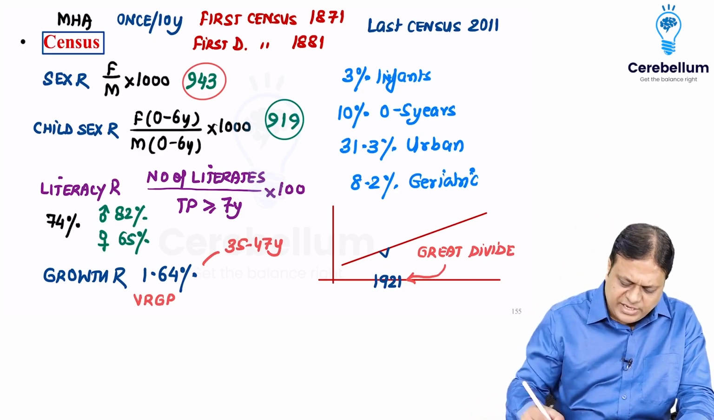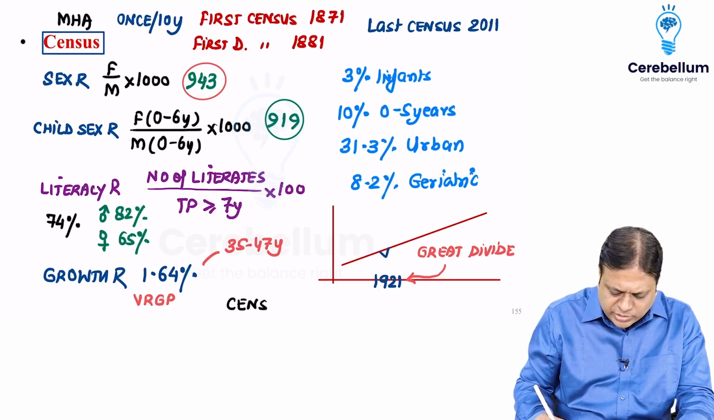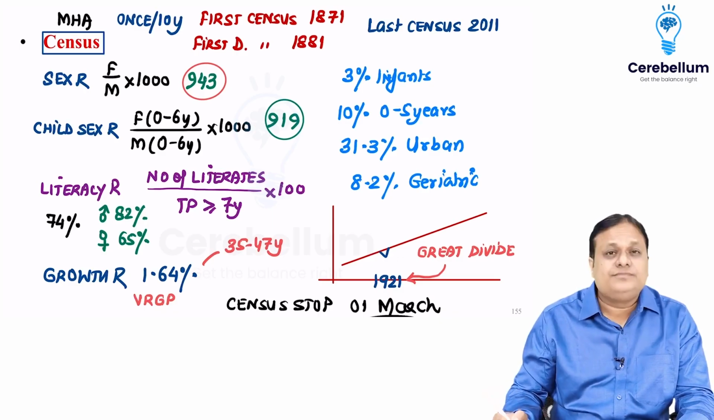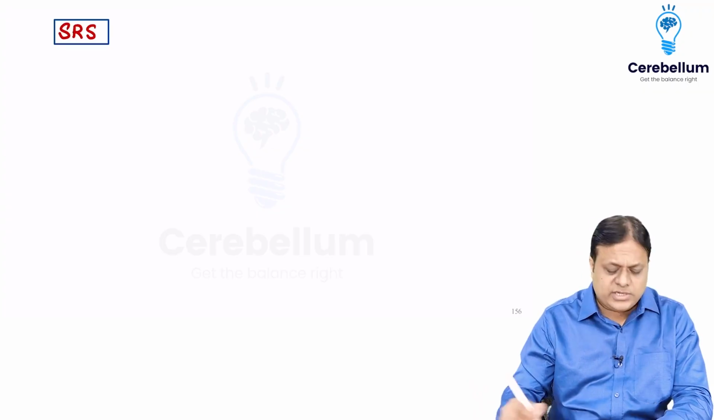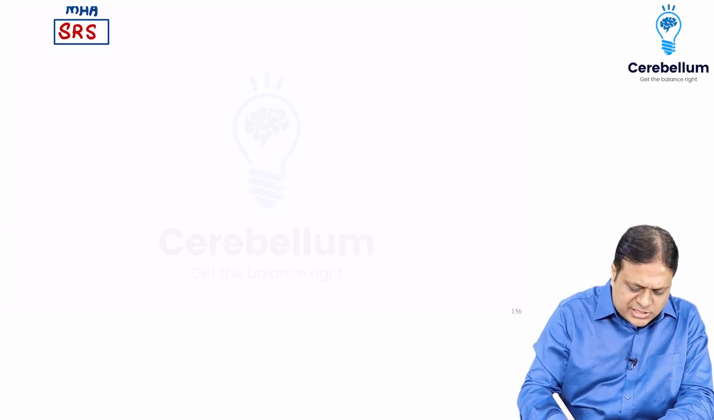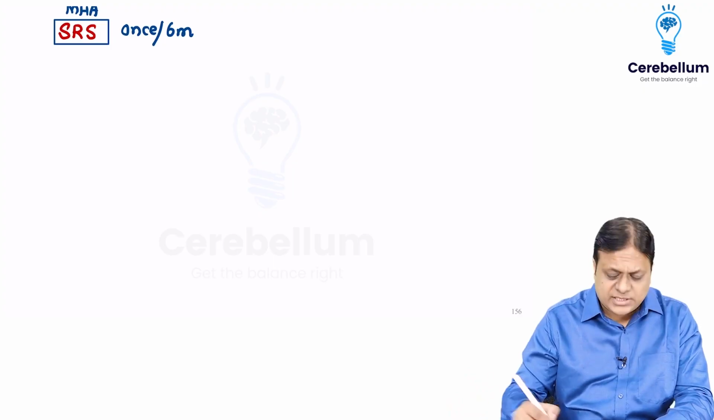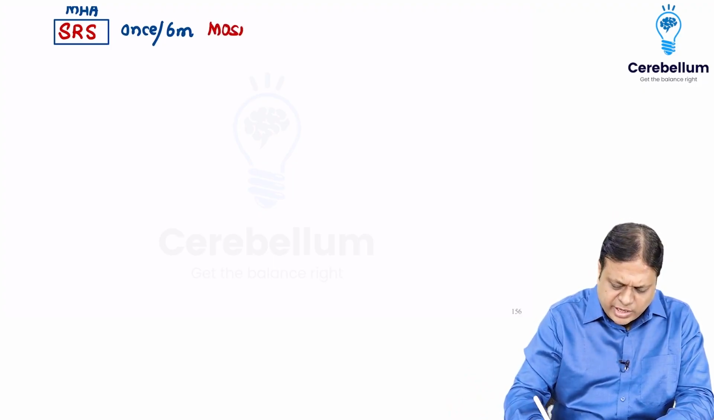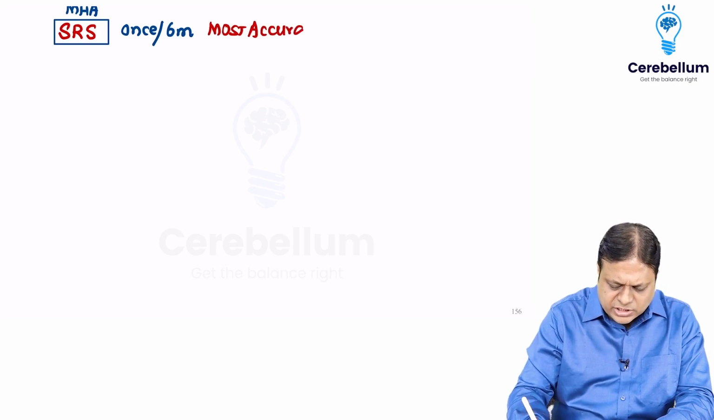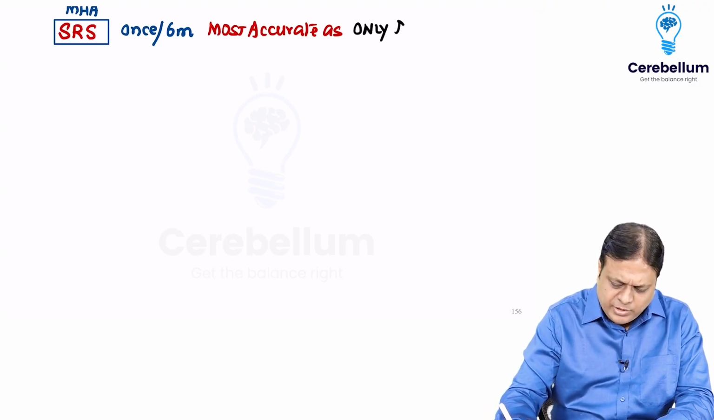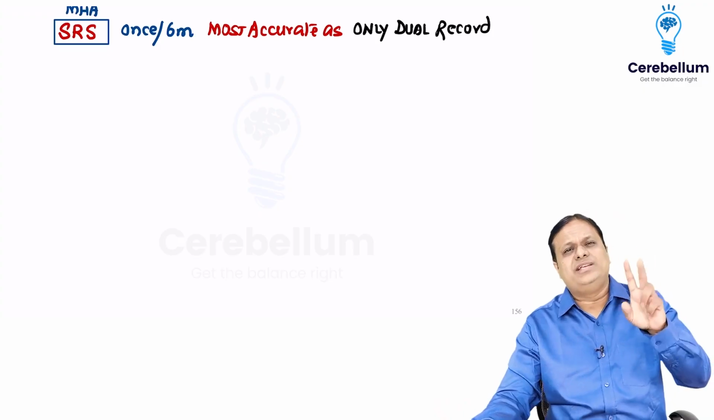Every census we declare India's population count, known as census top date, on 1st of March, exactly midnight. Another data collection system also undertaken by Ministry of Home Affairs is the sample registration system, once every 6 months. This is considered India's most accurate data collection system because it is India's only dual record data collection system. 2 times data is collected.